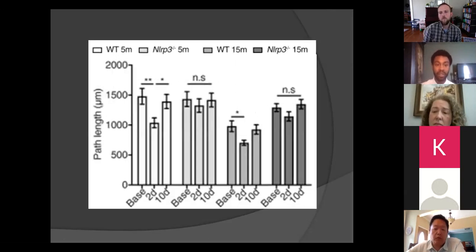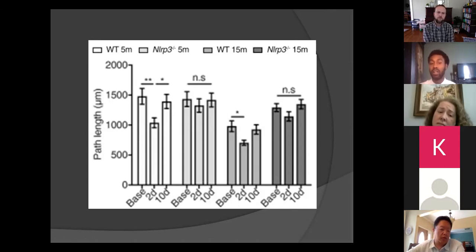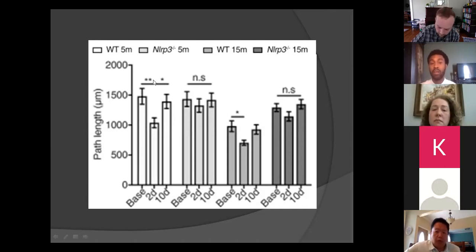Now, moving into the path length, you see pretty much the same thing that was going on in the branch number. From the base to 2 days, there's a drop-off, and moving to 10 days, it comes back up, and there's a two-star statistical significance here. And in the NLRP3, there's no significance once again. The path length goes down a little bit after 2 days, but it also comes back up after 10 days.